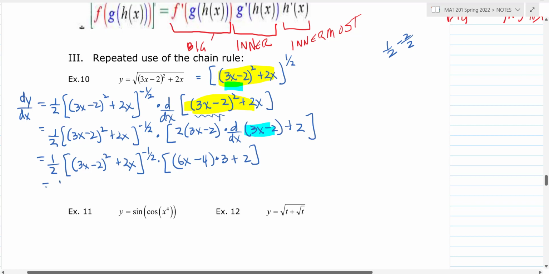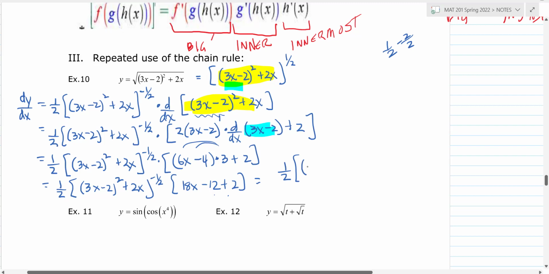All right, so now we would just bring this down, keep doing that, don't forget about it. And then we'll just do the algebra, collect some like terms, and then we'll be done with it. So this would be 18x minus 12 plus 2, and then you can put these like terms together here, and we'll just write the answer as 1/2 times (3x minus 2) to the second plus 2x, the negative 1/2 times, that would be what, 18x minus 10. And that's good enough. Now, I think it's probably worth doing one more step on the problem.